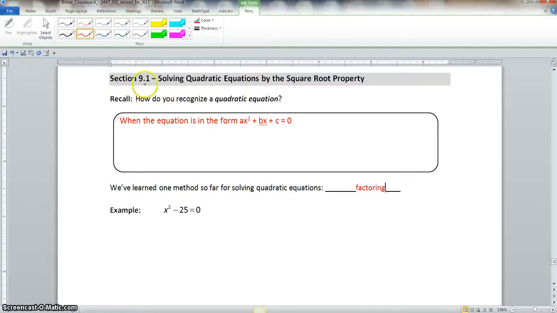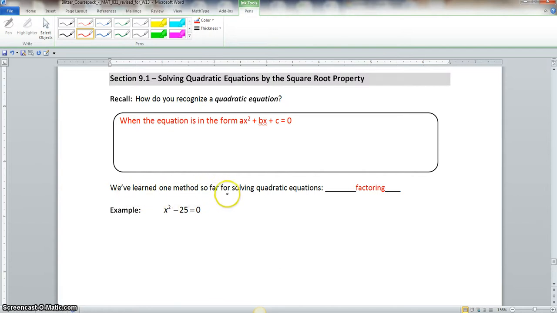Okay, class, we're about to start section 9.1, solving quadratic equations by the square root property. How do you recognize a quadratic equation? When the equation is in the form ax squared plus bx plus c equals 0. That's one of the ways that you recognize a quadratic equation.